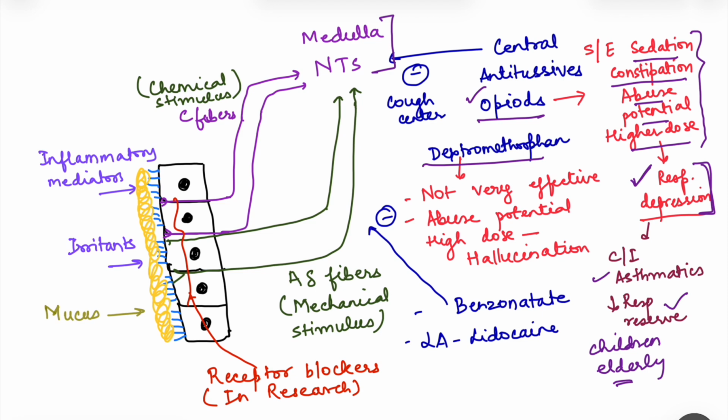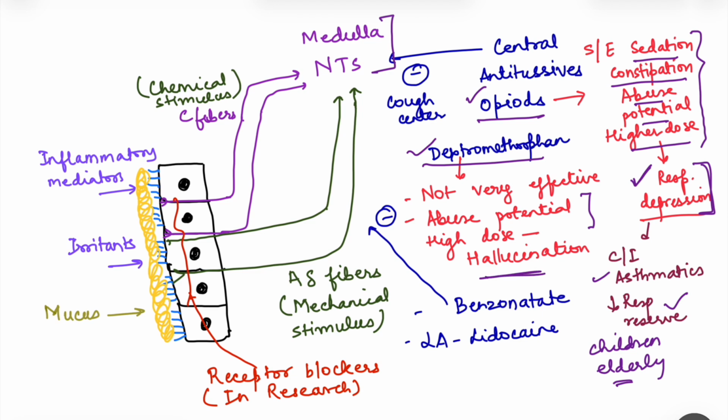Then we have non-opioid antitussives, that is dextromethorphan. Dextromethorphan is found to be not very effective and has high abuse potential. Now KDT writes that it does not have abuse potential, but Goodman and Gilman writes that it has high abuse potential. So we'll stick with that: dextromethorphan also has high abuse potential, and in high doses a side effect which can occur is hallucination.